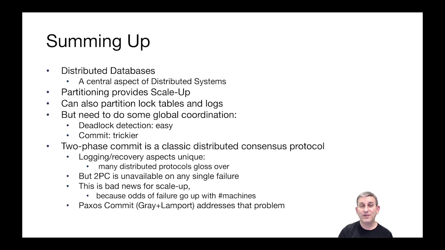One of the downsides of two-phase commit is it's a unanimous protocol, so it's unavailable on any single failure, and that's bad news for scaling up. The more computers you add to your system, the more the odds are that one of them might fail during the lifetime of your transaction. So the Paxos commit protocol, which is this sort of Super Friends paper by Gray and Lamport, addresses the problem of availability of nodes in a two-phase commit protocol.